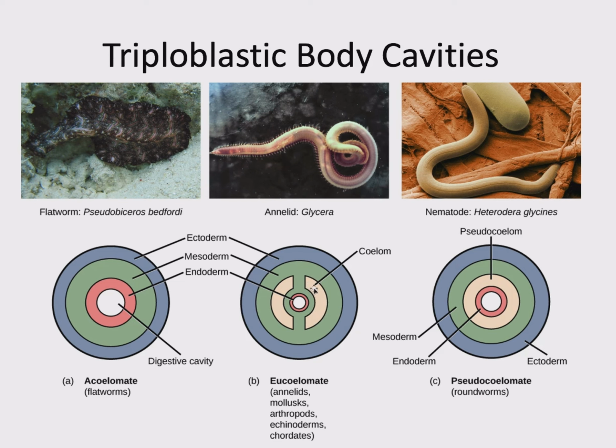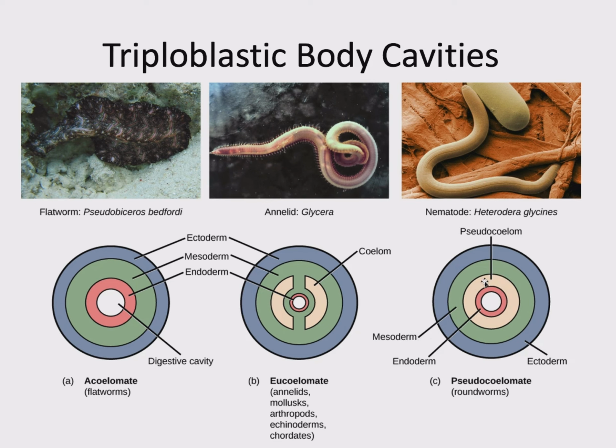This is important here. So animals that have this coelom cavity are, in addition to the three cell layers, of course, called coelomates or eucoelomates. And the third way to do this is to have a body cavity in between the mesoderm and the endoderm.